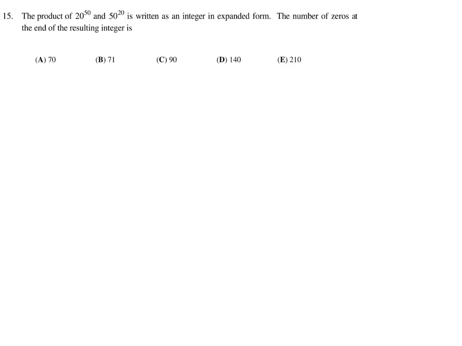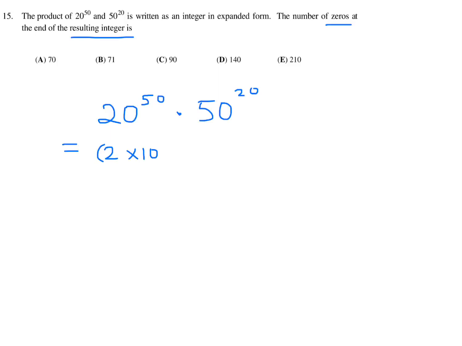The product of 20 to the power of 50 and 50 to the power of 20 is written as an integer in expanded form. The number of zeros at the end of the resulting integer is. Okay, so this is going to involve some number manipulation here. So what we're trying to achieve, our goal, is that we want to get as many 10s as possible. And those 10s are going to tell us a lot about how many zeros are there.